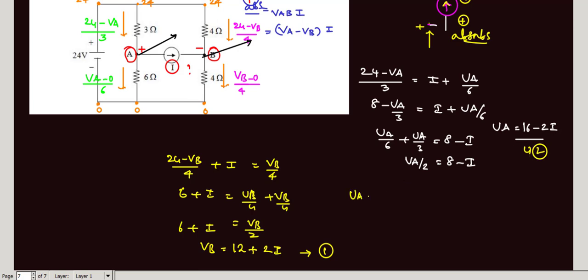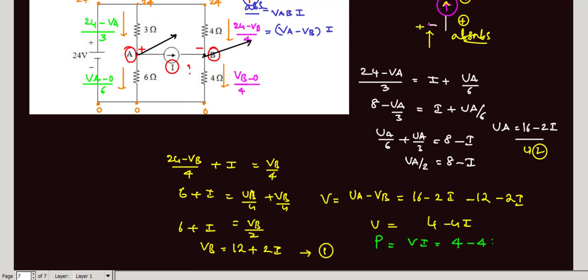So what is VA minus VB? It is 16 minus 2I minus (12 plus 2I), so this is 4 minus 4I. This is the total voltage V, so V equals VA minus VB equals 4 minus 4I. Power equals V into I, so (4 minus 4I) into I, which is 4I minus 4I squared.